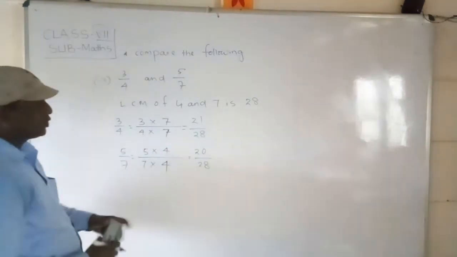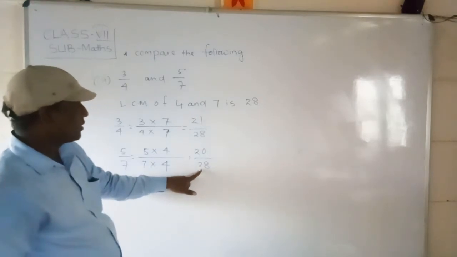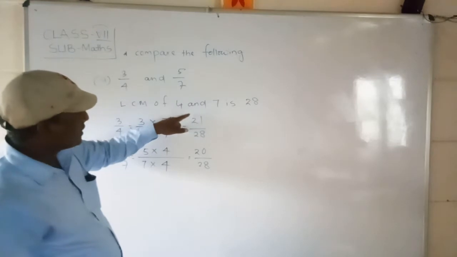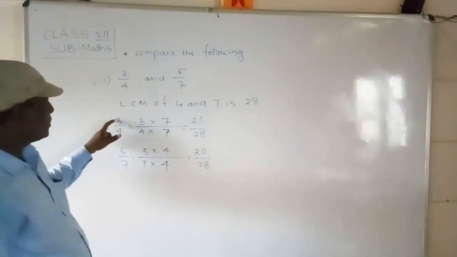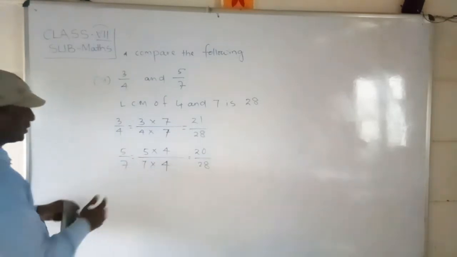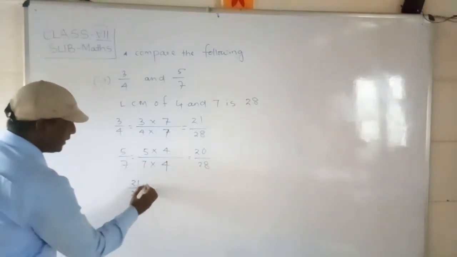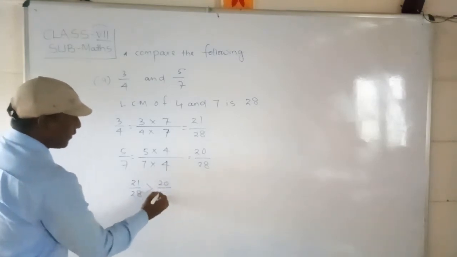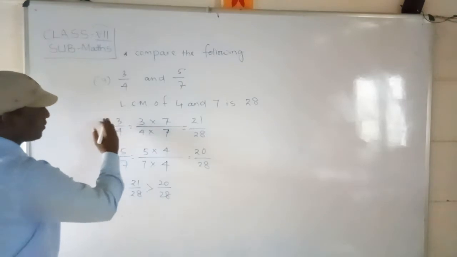So now check these two rational numbers. Here the denominator is 28, here also the denominator is 28. So both have the same denominator. Which numerator is greater? This one is greater, hence this number is greater than this. Hence what can we write also? 21/28 is greater than 20/28. Here 21/28 is the equivalent fraction of this, we have found the equivalents.